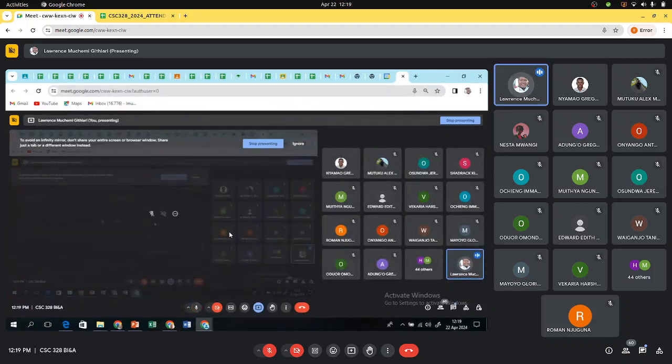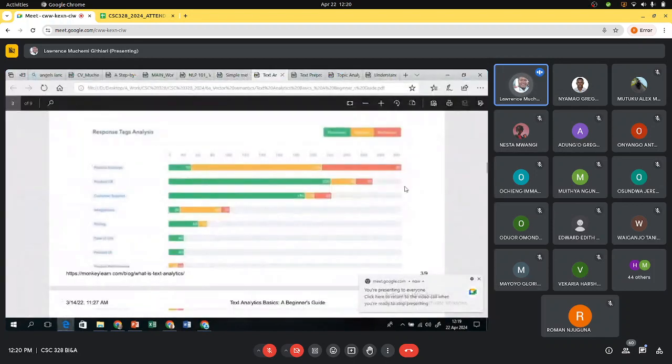But so I was saying this has been done using the Monkey Survey, and you can also use the same.